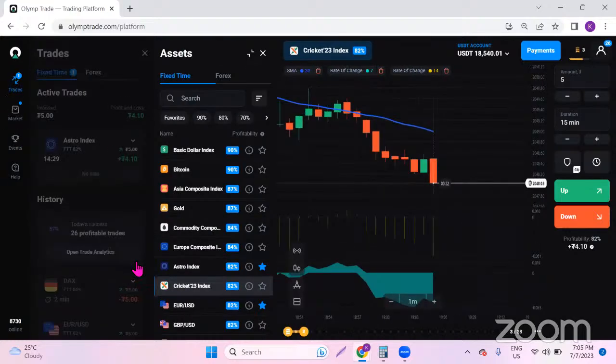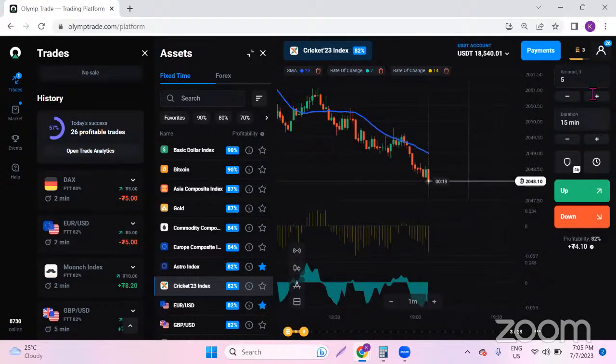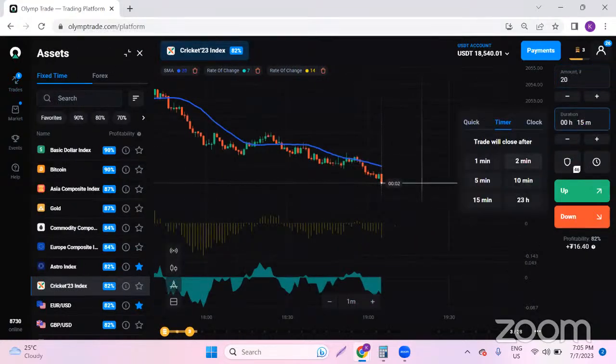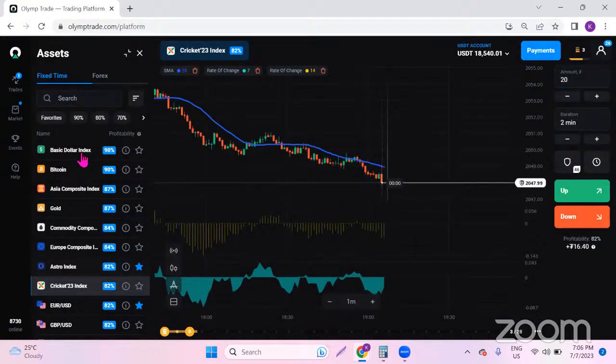Okay, so let's see what happened to our trades. We lost both the trades. So now we have 10 and 10, 20 to recover. So 10 to recover, I would double up the amount that goes to 20. And this trade right now is in profit. Let me change the time period.